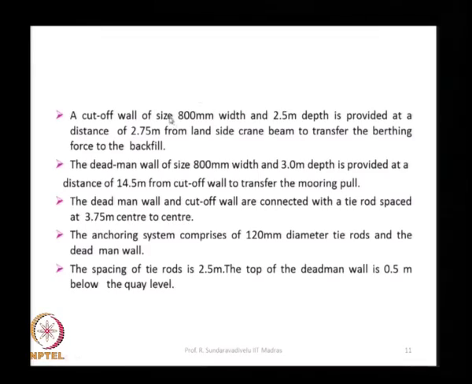So, we are providing one cut off wall, then one dead man wall, and then we connect these two by a tie rod. The anchoring system consists of a 120 millimeter diameter tie rod and the spacing is 2.5 meters.